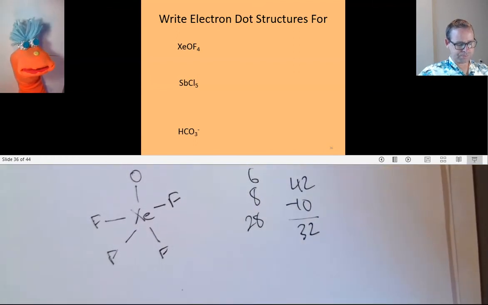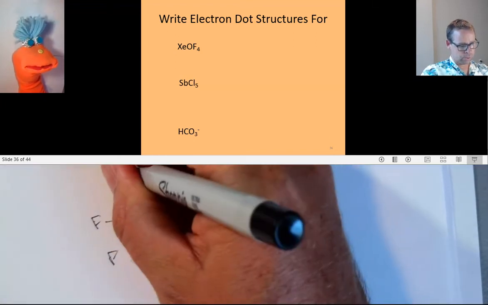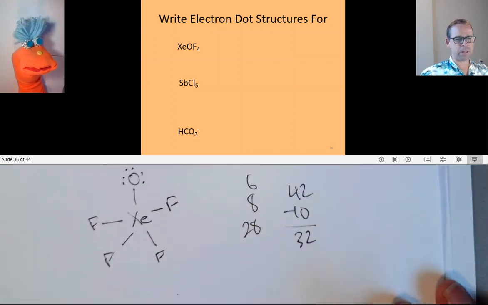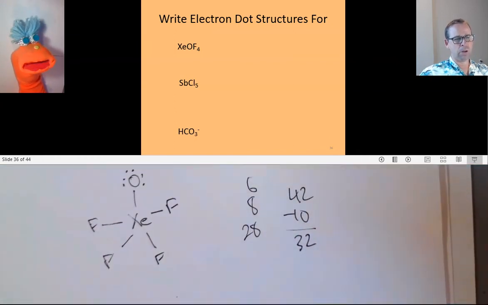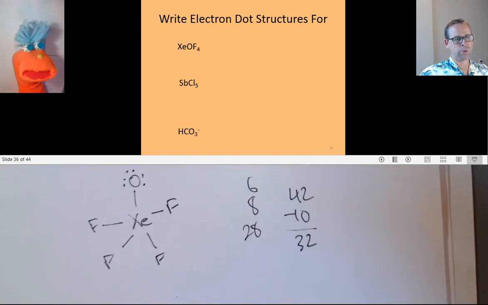Put more electron density on the oxygen first. Okay, how much more? 6 more electrons. 2, 3, 4, 5, 6. Now it has 8 available to it. Is that right? Yep. And then do that same thing for fluorine, all the fluorines.